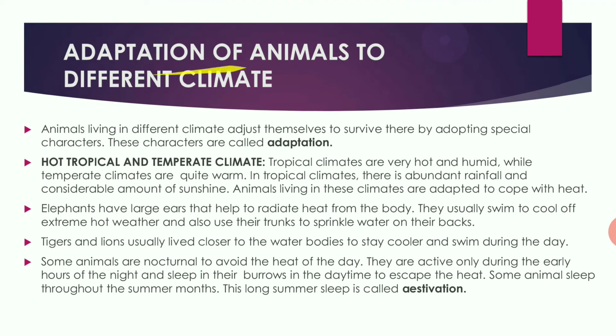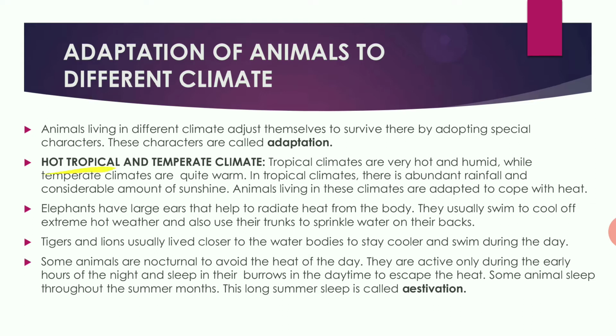Next, adaptation of animals due to different climates. Animals living in different climates adjust themselves to survive there by adopting special characters. These characters are called adaptations. For example, if we take the camel, it lives in the desert. All the camels have adjusted themselves to survive in the desert area. They have special characters: they store food and fat in the hump. And these characters are called adaptations.